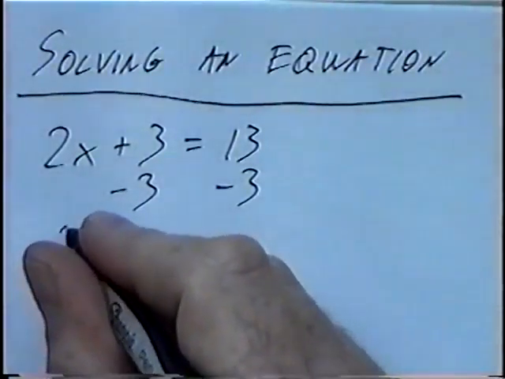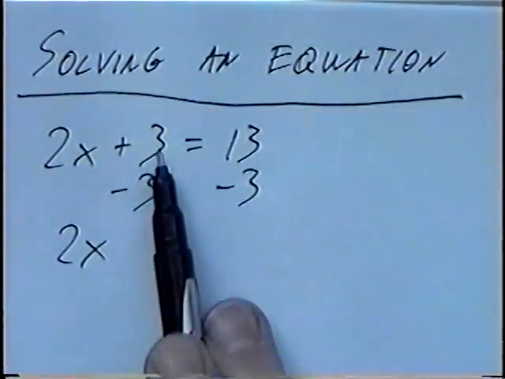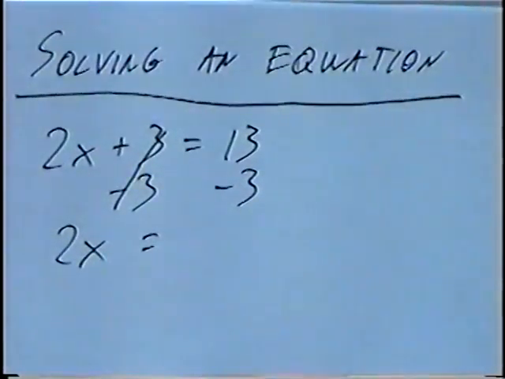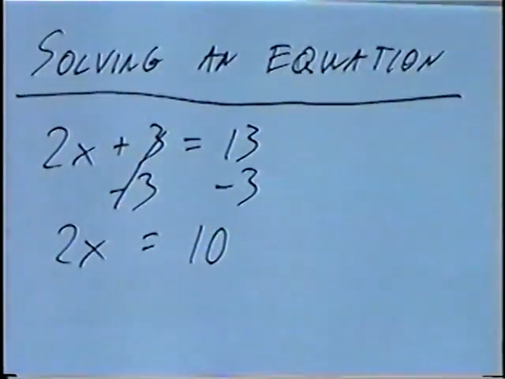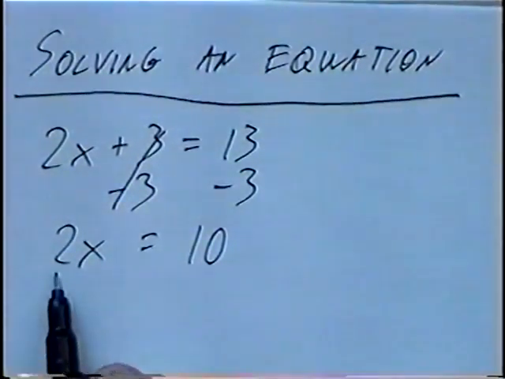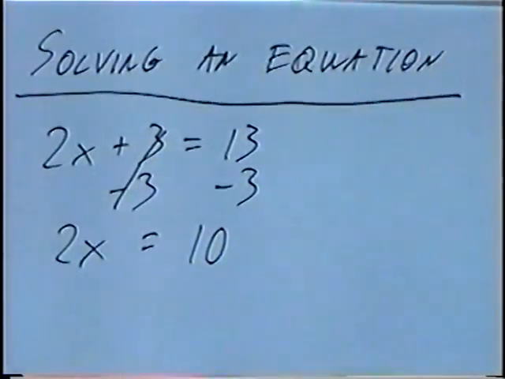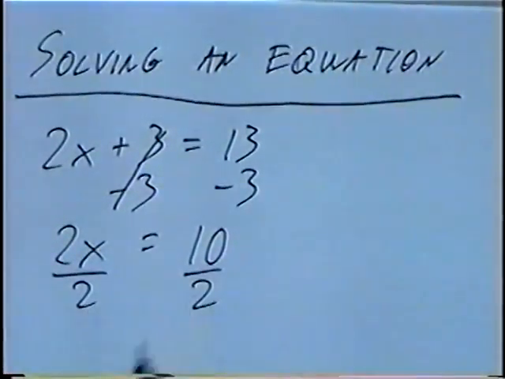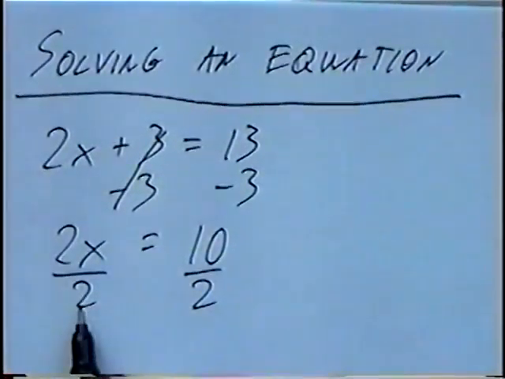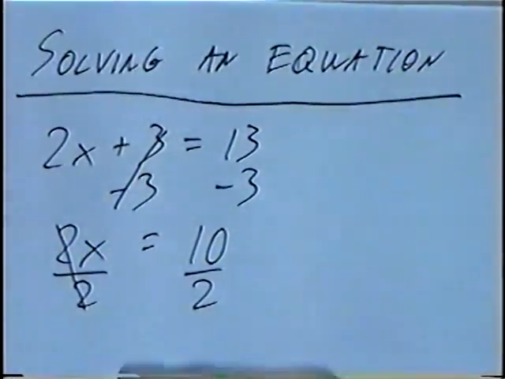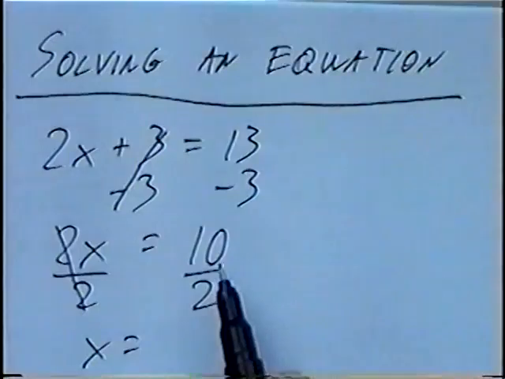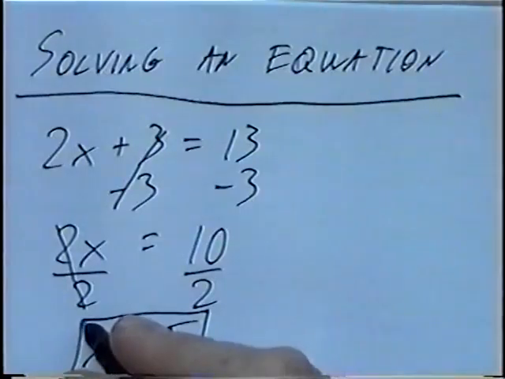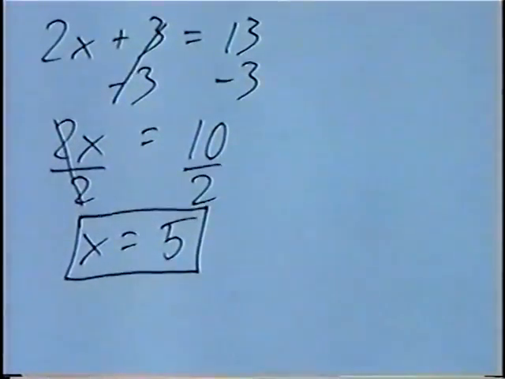The 2x would come down. Plus 3 minus 3 would cancel out, and equals 13 minus 3, which would be 10. And the last step, 2 times x, the opposite of multiplying by 2 would be dividing by 2. And again, we'll do that on both sides of the equation. 2 divided by 2 would cancel out, and the final answer, 10 divided by 2, would be 5. So the answer to the question, x equals 5.